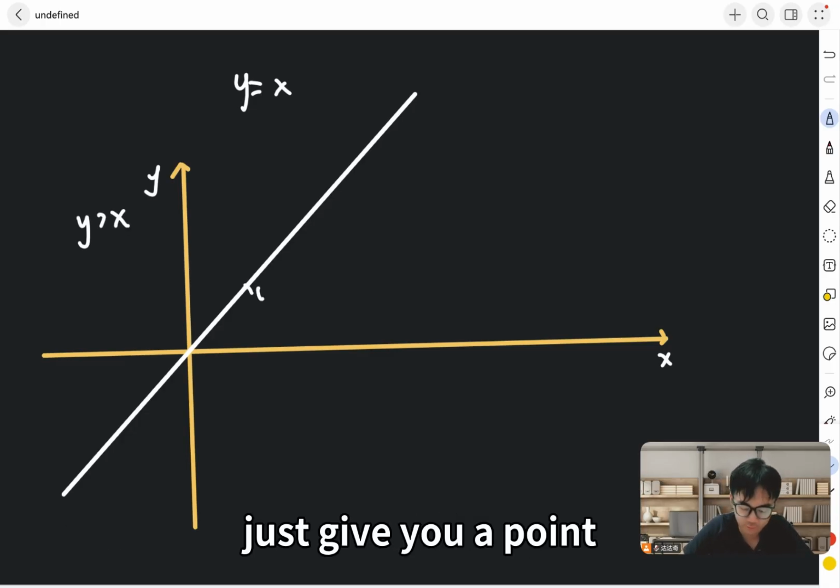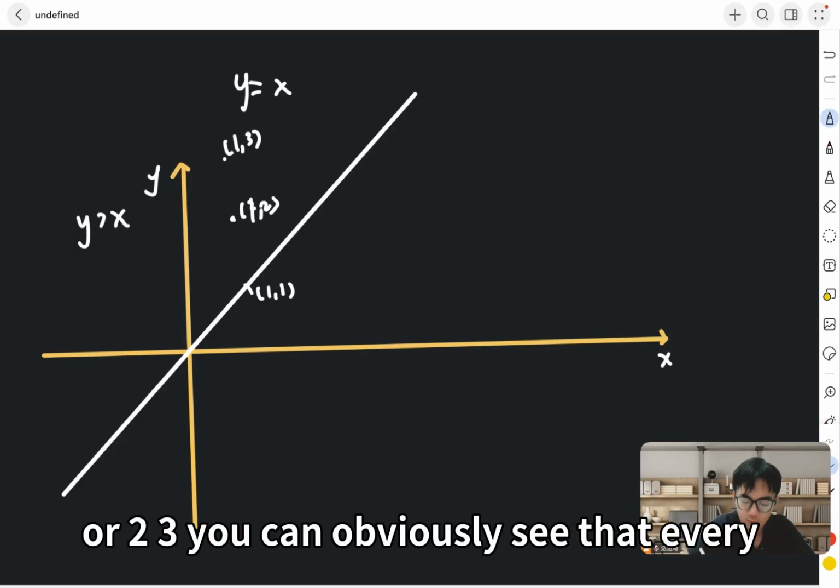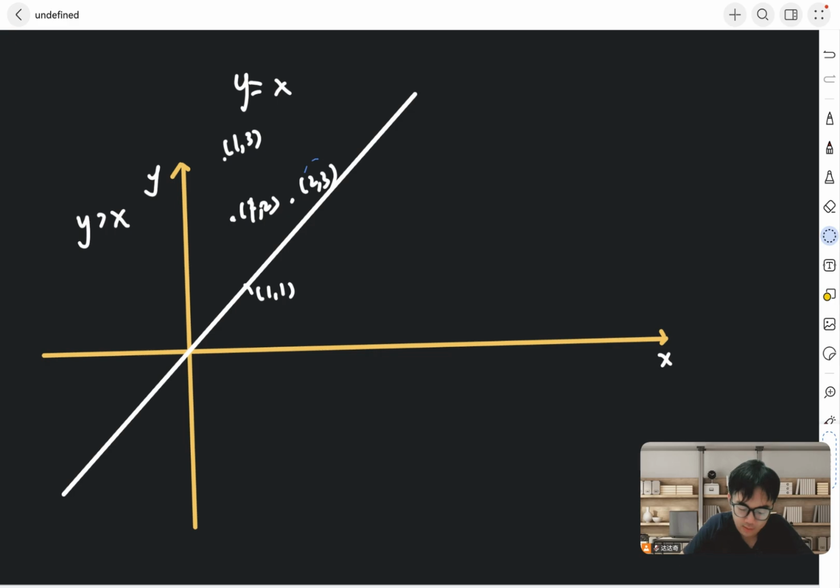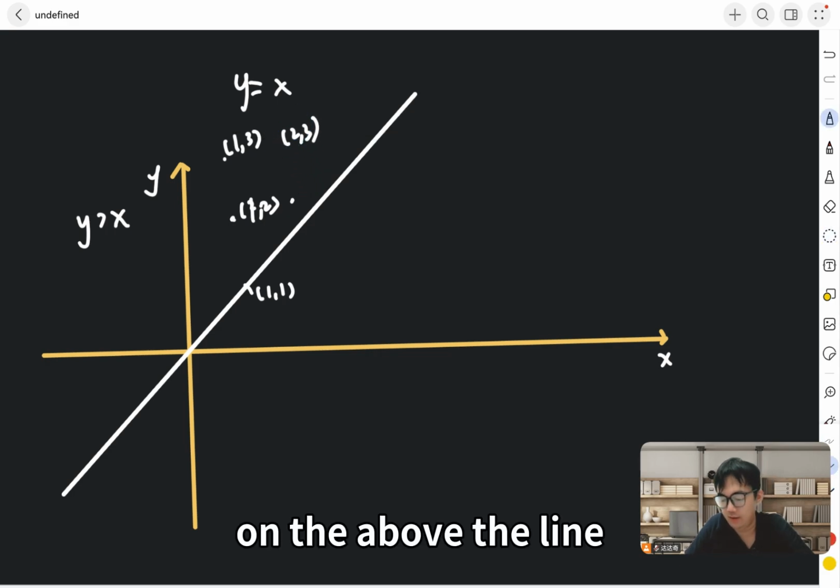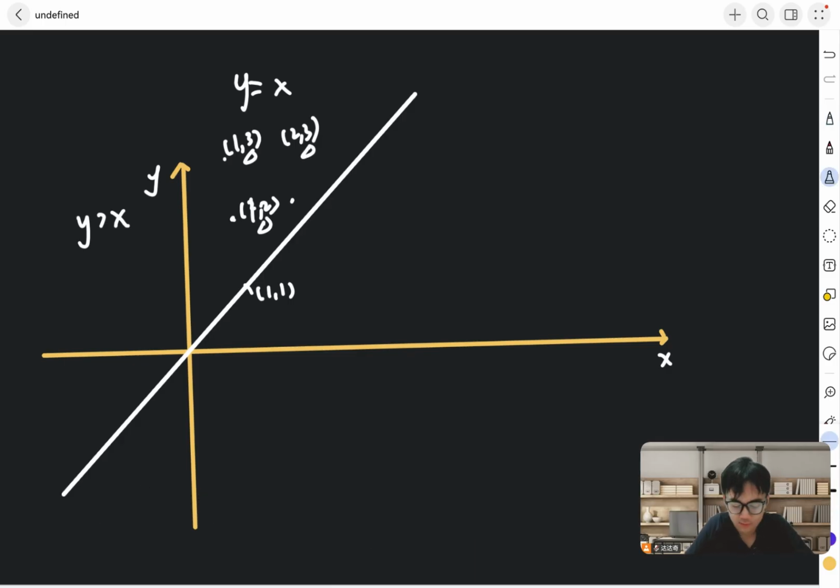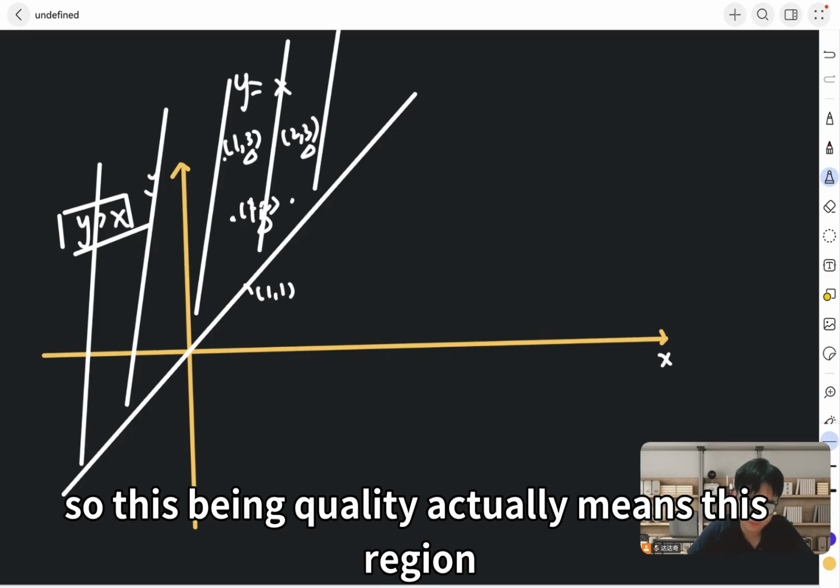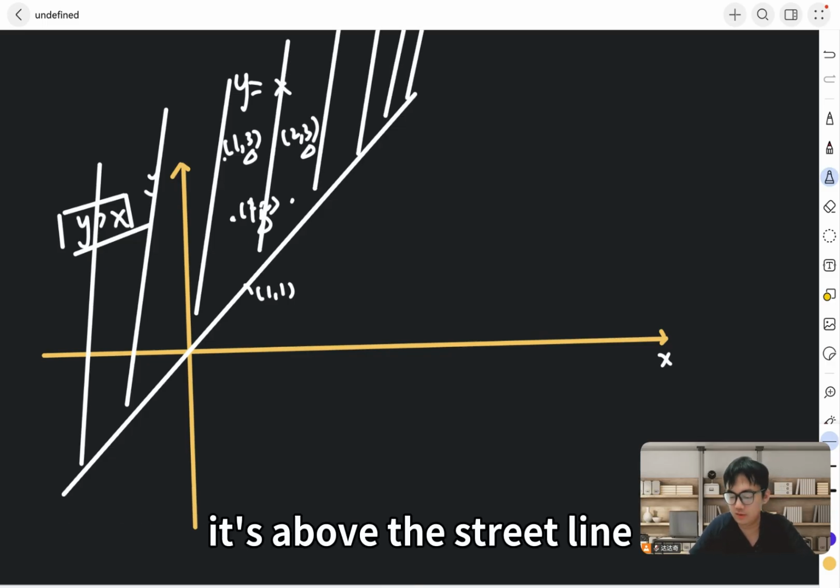Let me just give you a point. (1, 1) is on the straight line. And (1, 2) and (1, 3) or (2, 3), you can obviously see that every point above the line has a greater y coordinate than the straight line. So this inequality actually means this region is above the straight line.